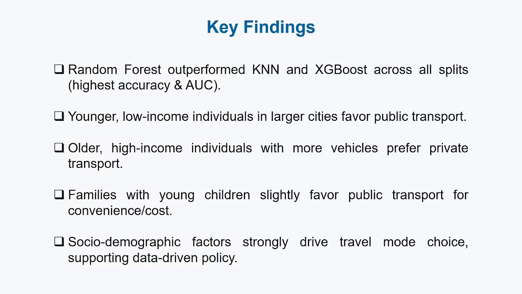The key findings of our study are: random forest outperformed KNN and extreme gradient boosting across all splits. Younger, low-income individuals in larger cities favor public transport. Older, high-income individuals with more vehicles prefer private transport. Families with young children slightly favor public transport for convenience and cost. Socio-demographic factors strongly drive travel mode choice, supporting data-driven policy.